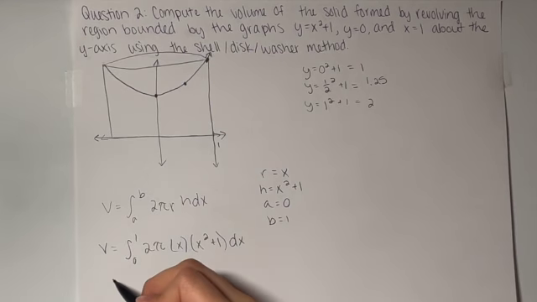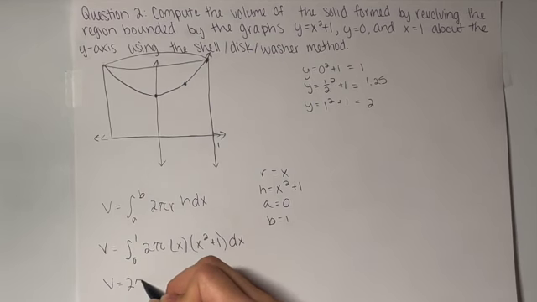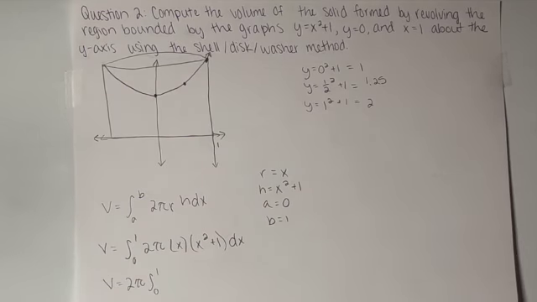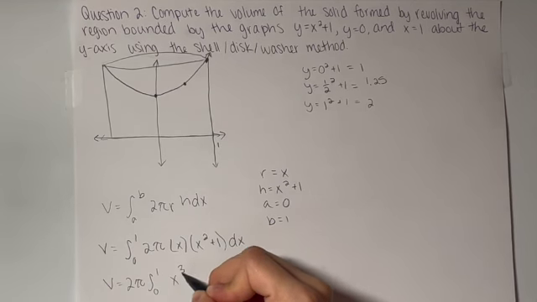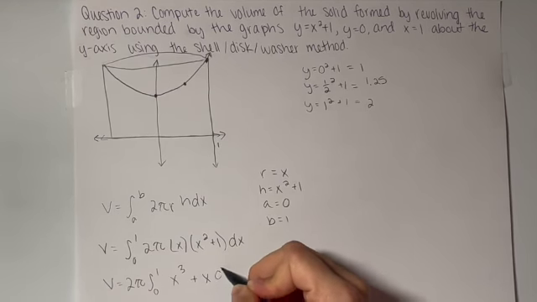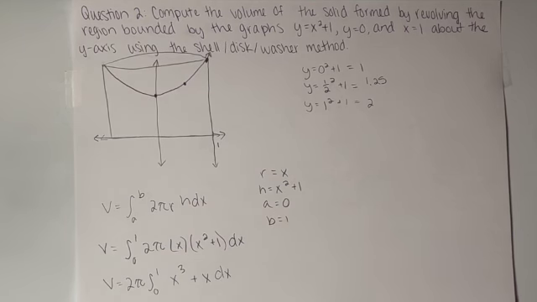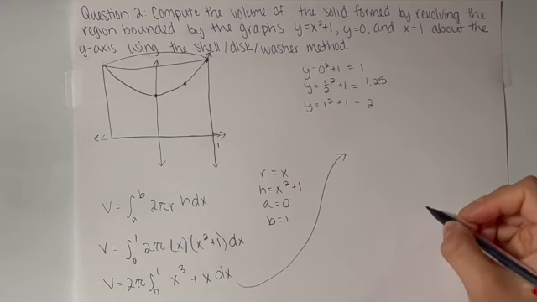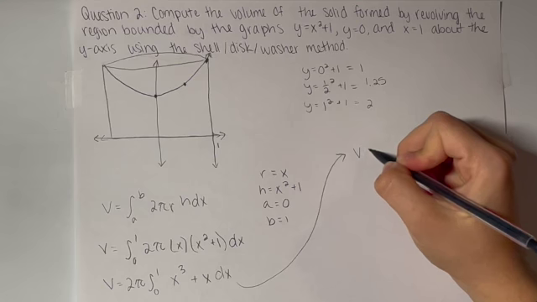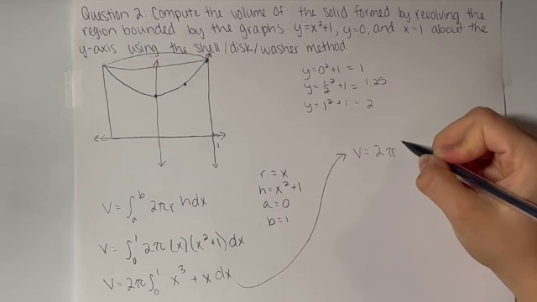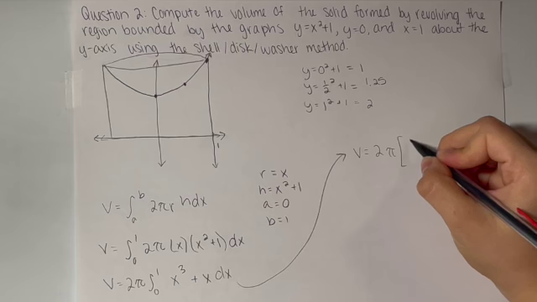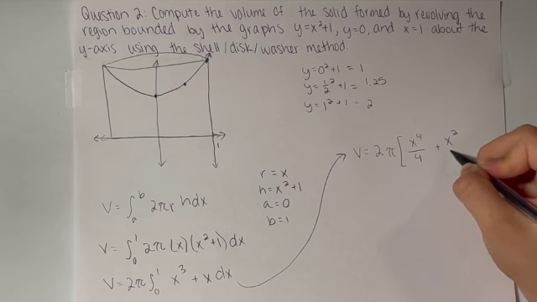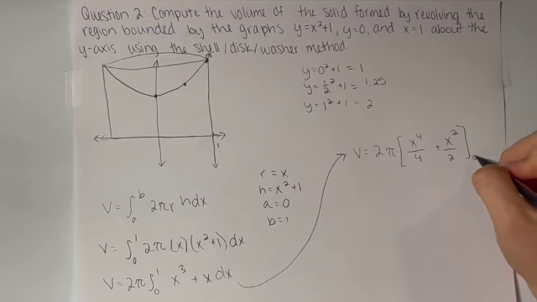Next, we can bring the 2 pi in front of the integral and distribute the x and the x squared plus 1, which will give us x cubed plus x dx. From here, we can integrate normally, and we will have V is equal to 2 pi, parentheses, x to the 4th over 4 plus x squared over 2, with bounds from 0 to 1.